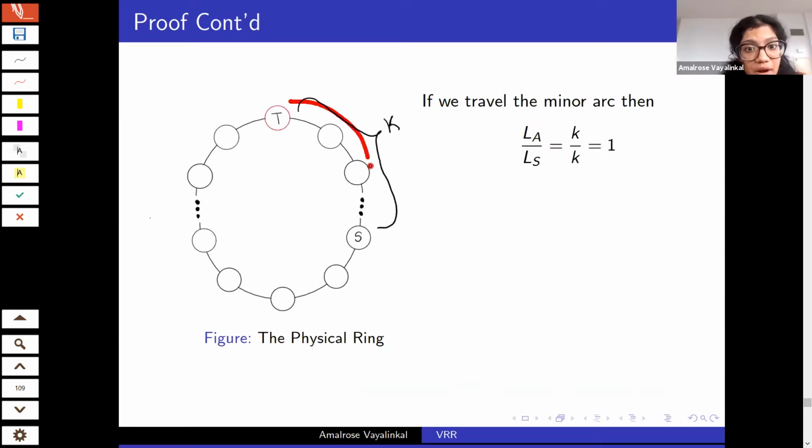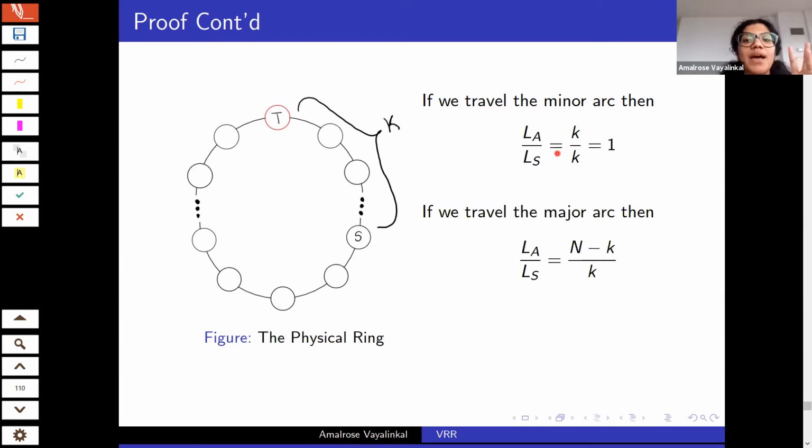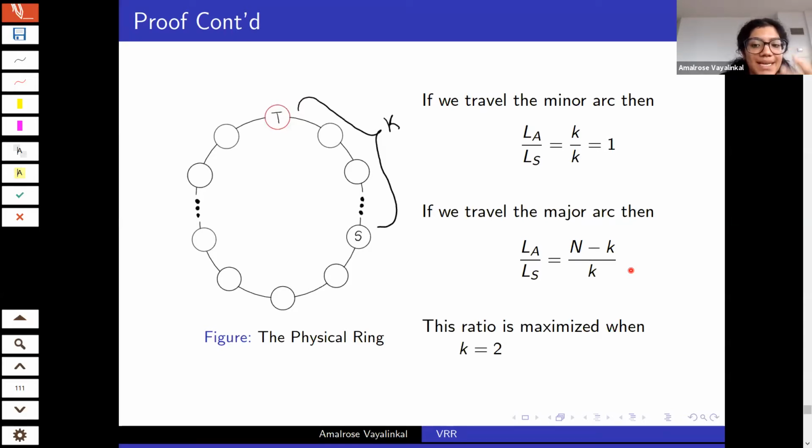And so if we travel the minor arc, well, then stretch is 1, because the length of the actual path is the length of the shortest path. We picked perfectly and everything works out, great. But if we travel the major arc, then the length of the actual path is n minus k, whereas the shortest path is k. And so stretch is (n minus k) over k. And this ratio is maximized when k equals 2. So that's how we get that the maximum upper bound of stretch there is (n minus 2) over 2.